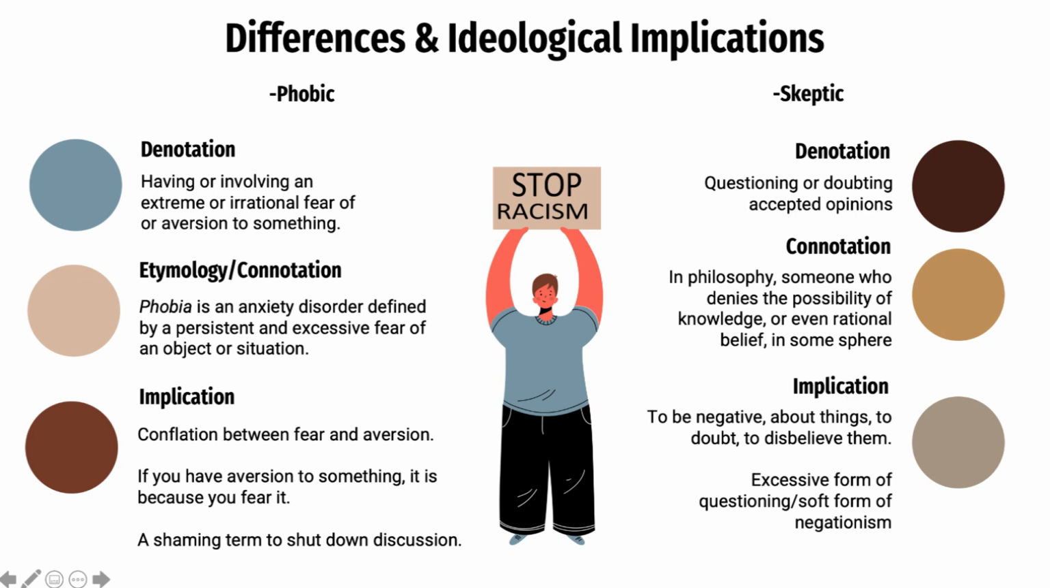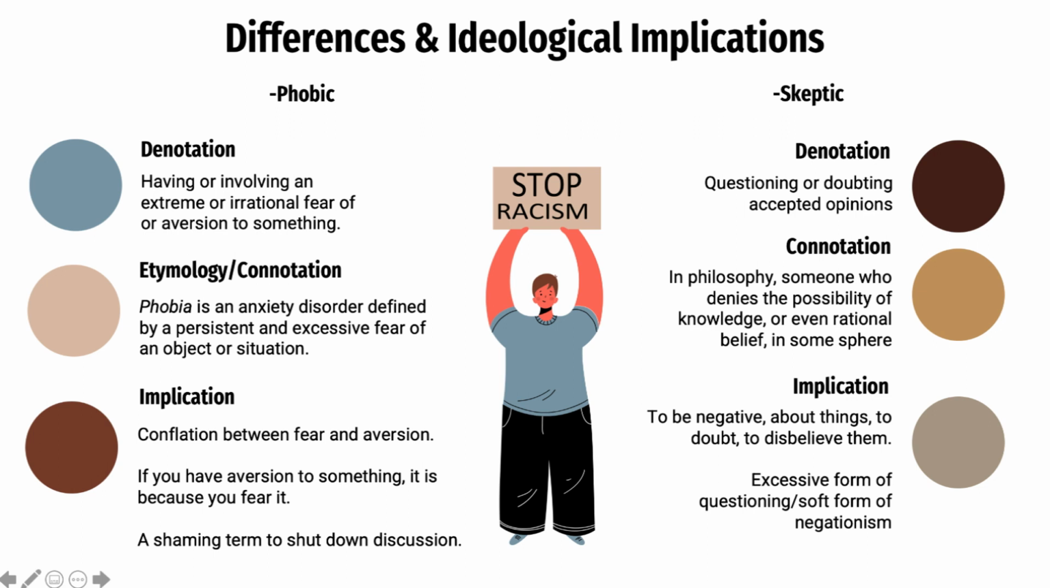So let's start with the suffix phobic on the left. Now, the denotation is having or involving an extreme or irrational fear of or aversion to something. So it can mean both fear or aversion. So in theory, at least, it can mean aversion without needing to imply fear.